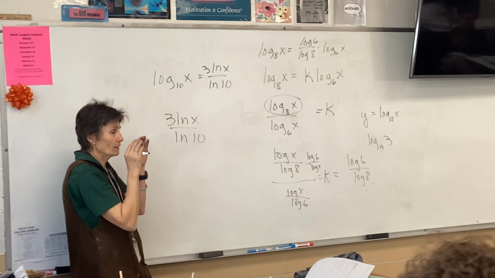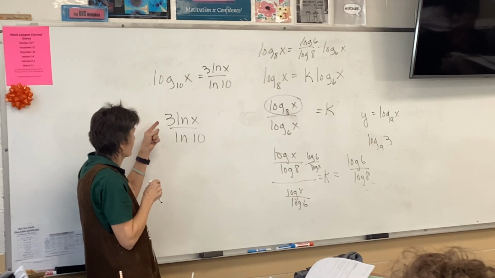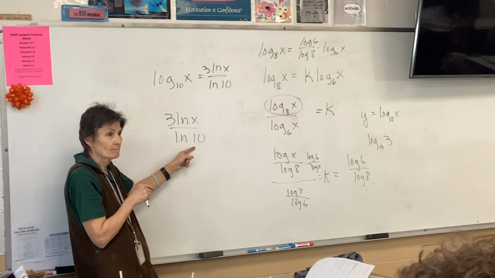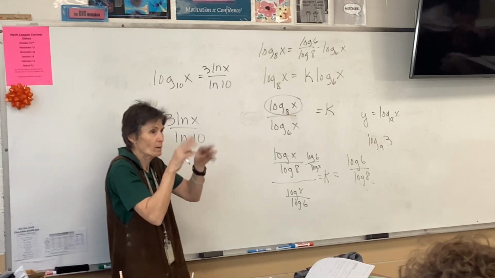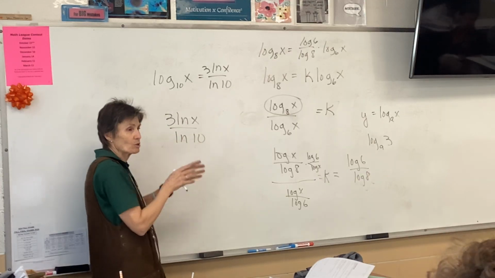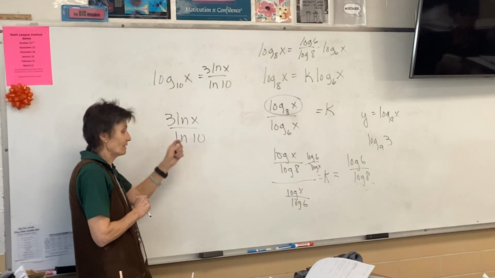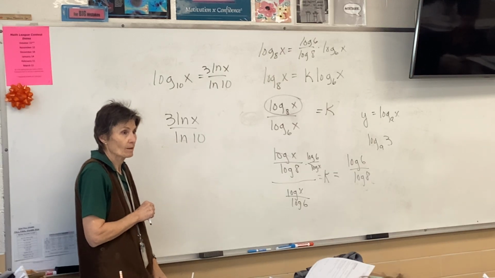Now, if you're allowed to be using the calculator, can you get a number for 3 divided by ln 10? Yep. And so that's some decimal, let's say, 6.83 or something. Then your answer would be 6.83 ln x. Or you can do it like that, exact. Okay?